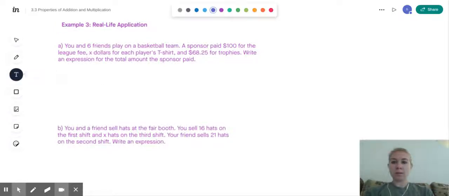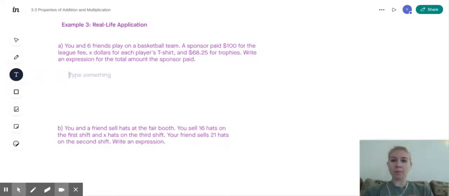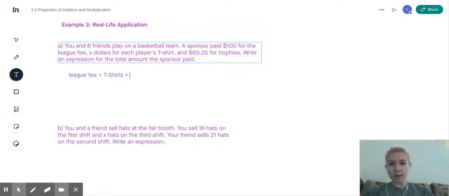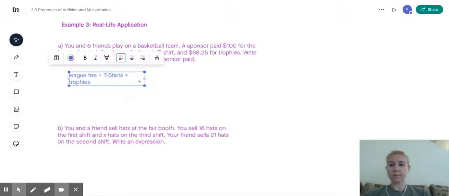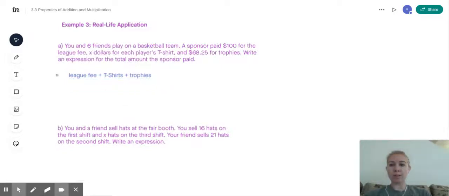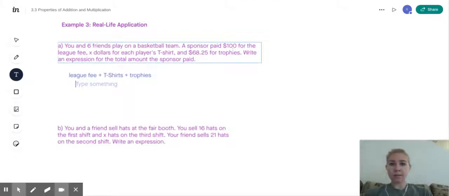Okay, so let's see. The sponsor paid for the league fee, and he paid X dollars for each player's t-shirt, so he paid for the t-shirts. And he paid for the trophies. Okay, now let's fill in how much each of these are worth. So we know the league fee is $100, so 100 plus, and then X dollars for each player's t-shirt.